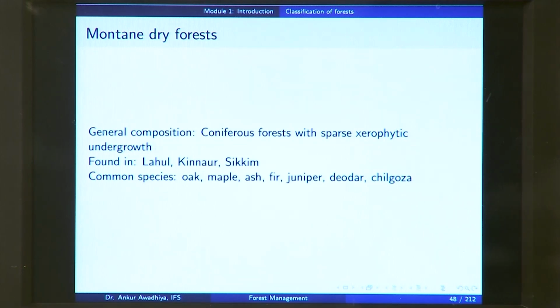Next, we have montane dry forest. So, we are now looking at mountainous regions, but with less amount of rainfall, and the general composition is coniferous forest with sparse xerophytic undergrowth. So, the predominant vegetation is coniferous trees, but there is sparse xerophytic or dry undergrowth. So, commonly these are found in the Lahul region of Himachal Pradesh, Kinnaur and Sikkim. The common species include oak, maple, ash, fir, juniper, deodar and chilgoza.